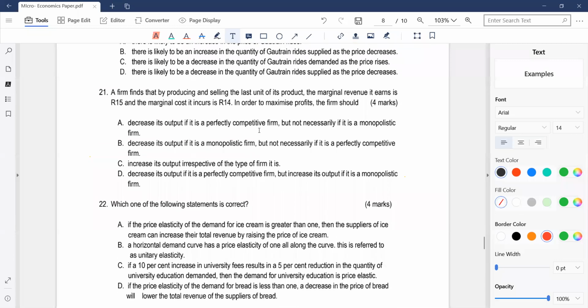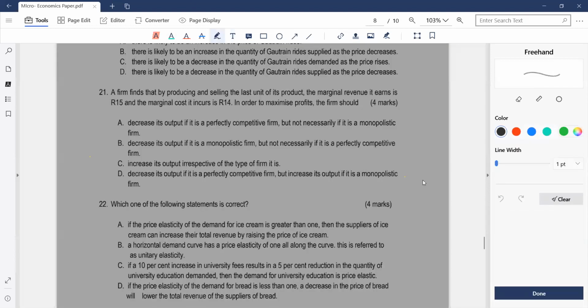Let's go to question number 21. Number 21 says, a firm finds that by producing and selling the last unit of its product, the marginal revenue it earns is 15 Rand. Okay, so the marginal revenue is 15 Rand, then the marginal cost is equal to 14. They are again testing you, MR is equal to MC. So in this case, our MR is greater than MC. So what should you do? Always when MR is greater than MC, you should increase your output.